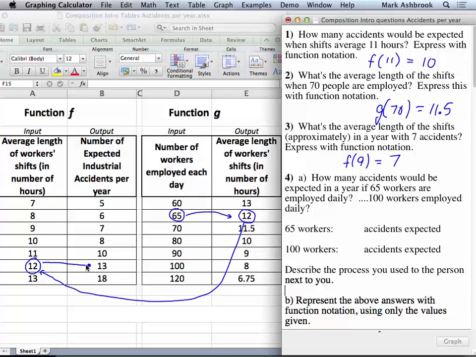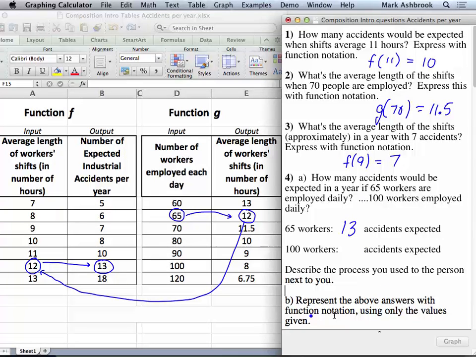And tell me, why can you take the output of G and make it the input of f? Why can you do that? The same quantity, right? The average length of a worker shift is 12, and that's exactly what the input into f is, the average length of a worker shift. So that's a fair move to take the output of G and put it as the input of f. And so you said that for 65 workers, 13 accidents are expected.